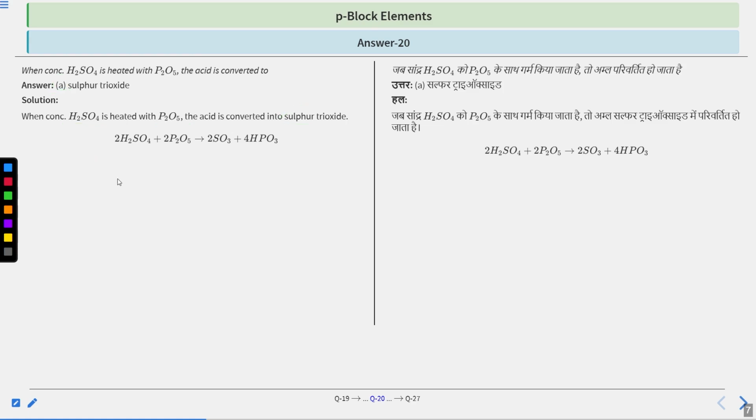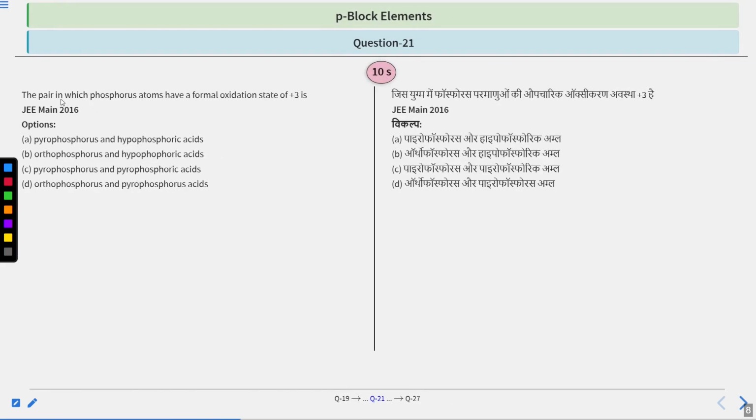Okay, let's move to the next question. Question number 21. The pair in which phosphorus atoms have a formal oxidation state of +3 is. You can see in the options that we have been given some pairs of molecules. We have to tell in which pair the phosphorus atoms have a formal oxidation state of plus.